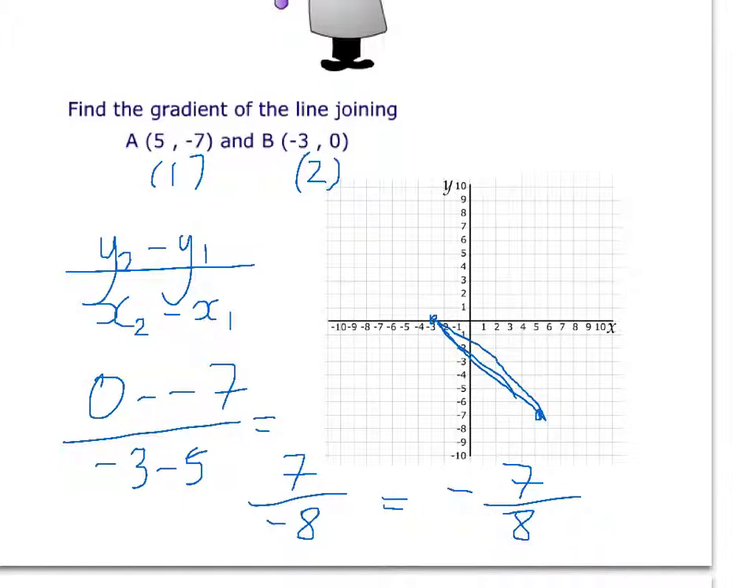So remember, the gradient is just the change in y divided by the change in x, and it's how steep a line is.